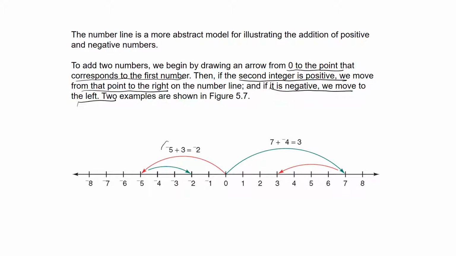Okay, so for this problem, we start at 0, and first with the red, we go to negative 5. And then we're going to add a positive number, so we move back up towards the right 3 units, and where we end up is our answer. Again here, I start out with 7, so I first go up to 7, and now I'm going to add on a negative number, so instead of going to the right, I'm going to go to the left 4 units, and where I end up is my answer.